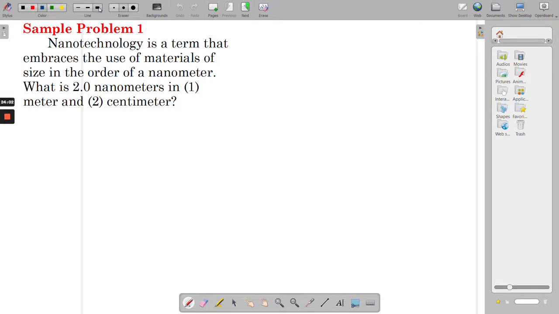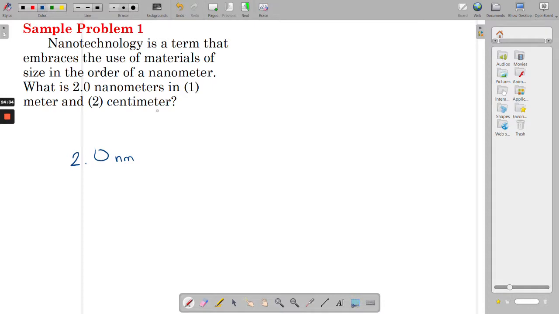So nanotechnology is a term that embraces the use of materials in the size and the order of nanometers. So we are changing 2.0 nanometers, and we want this 2.0 to change to first meter and then centimeter.